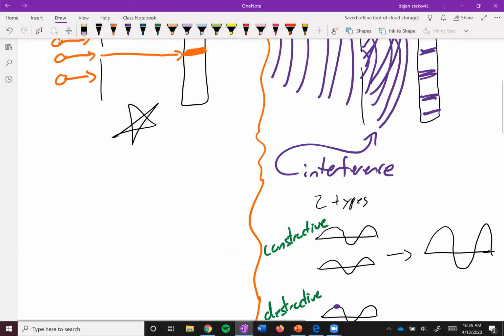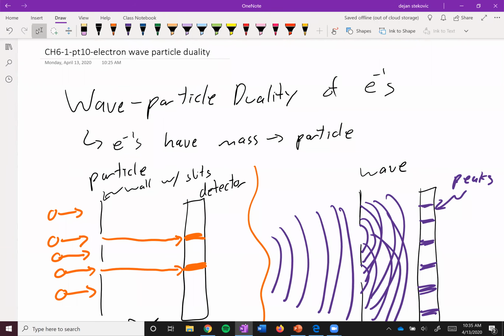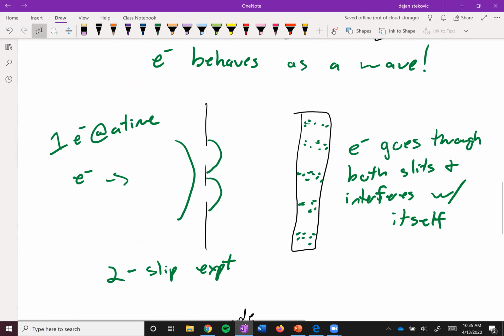If this is all very kind of confusing to you, really the only takeaway point here is that an electron is sometimes a wave and sometimes it's a particle. That's really all you need to know.